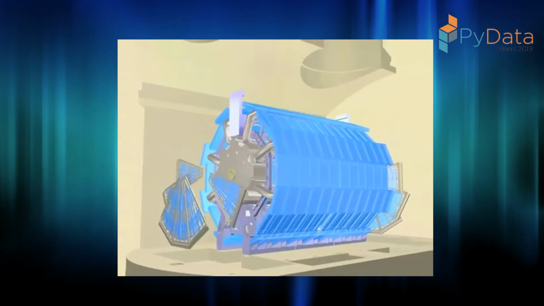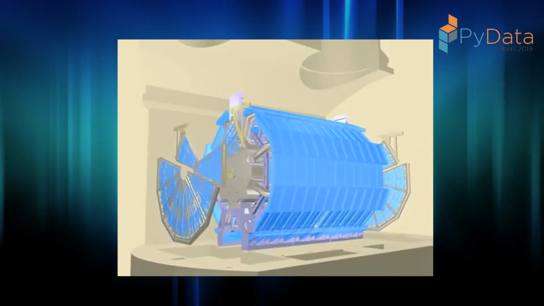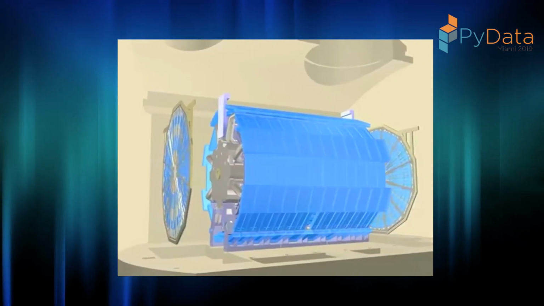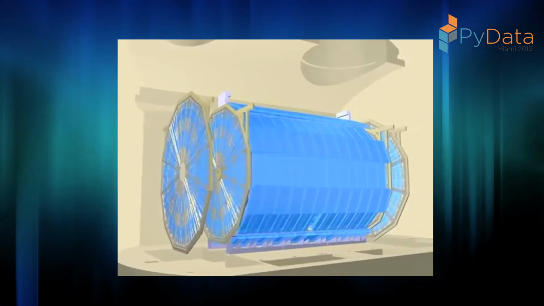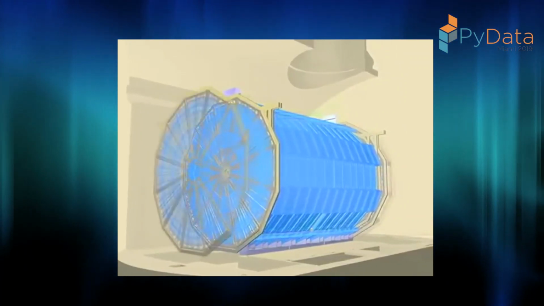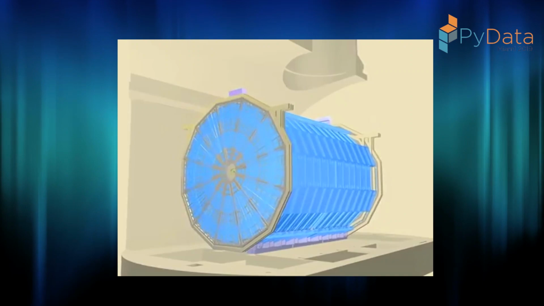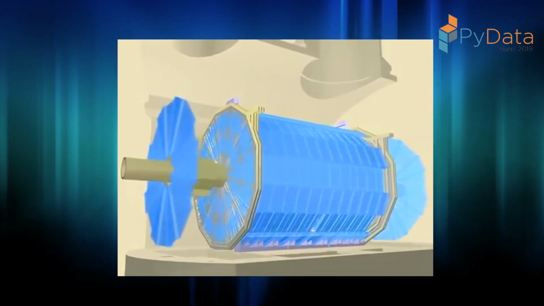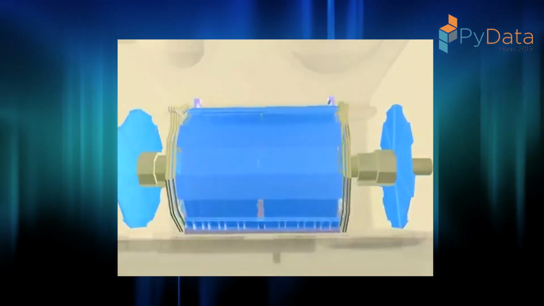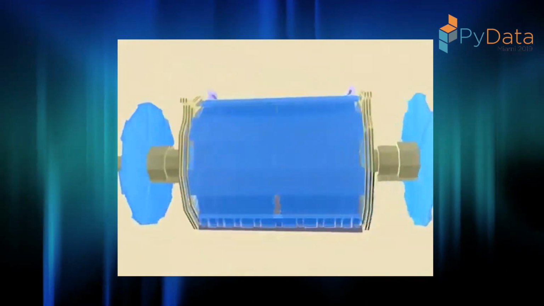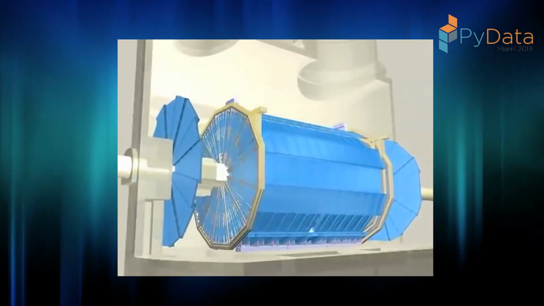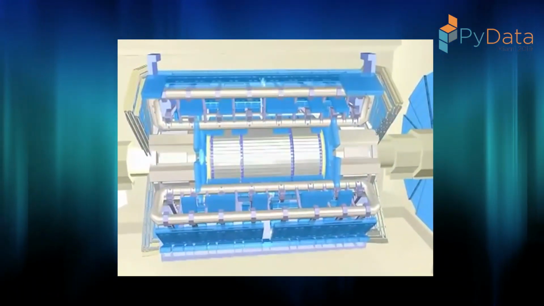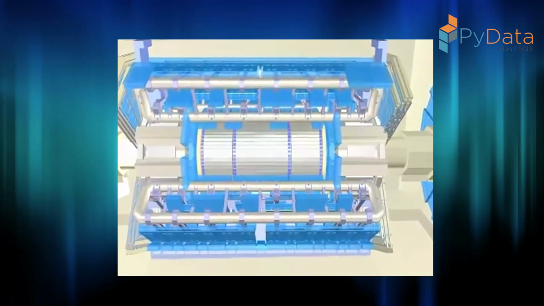The detector construction is finished with the addition of further layers of detectors for measuring particles which reach the edges of ATLAS. Now let's look inside the detector. Here we can see in more detail the pieces of individual components.